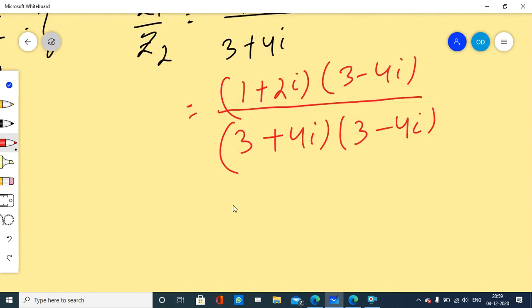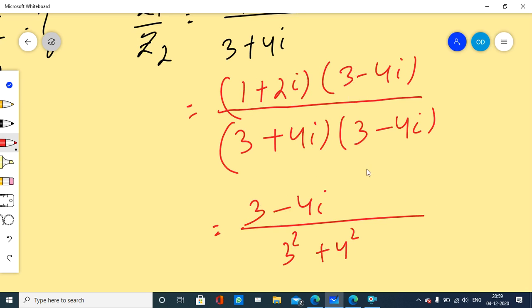Now on the denominator, if you remember, (a plus ib) into (a minus ib) is equal to a square plus b square. Then this is 3 square plus 4 square. On the numerator, 1 into 3 is 3, minus 4i, plus 6i, minus 8i square.